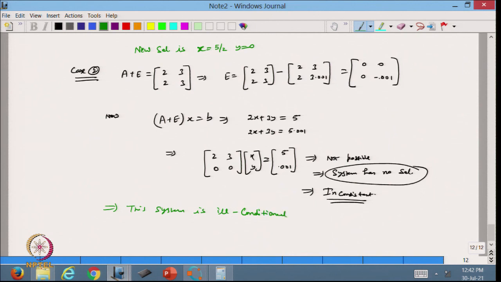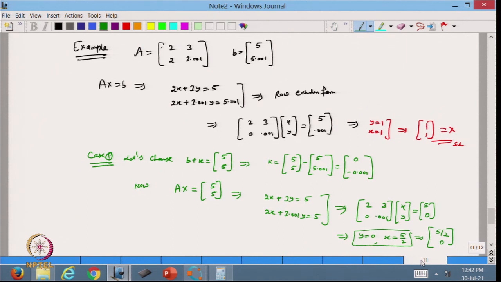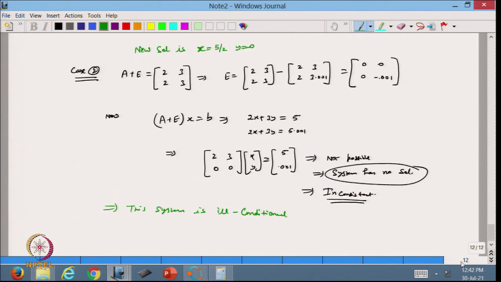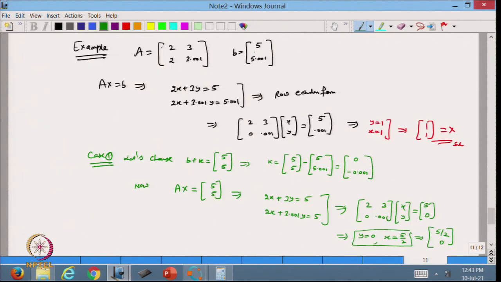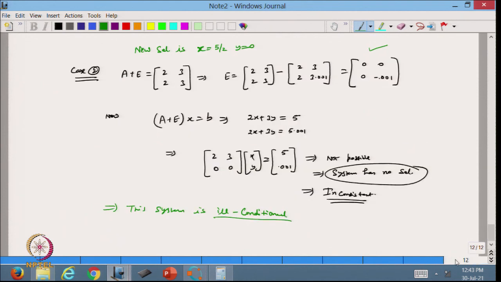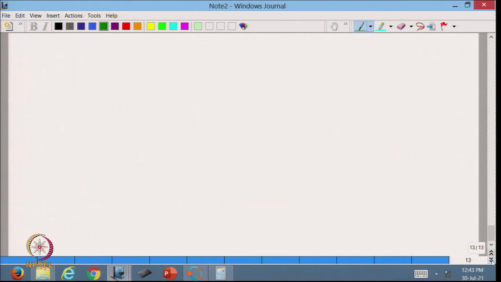We have not seen till now what the condition number is, but looking at this behavior I can say that this system is ill conditioned, because a very small change in the given matrix leads to the system having no solution, or a very small change in B leads to a very big change in the given solution. So, from here I can conclude that the system is ill conditioned. Now, let us find out the condition number of this matrix.